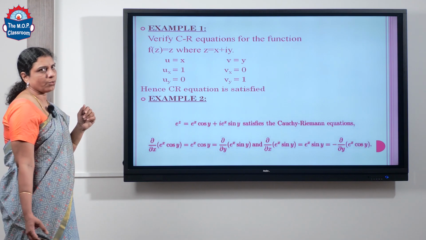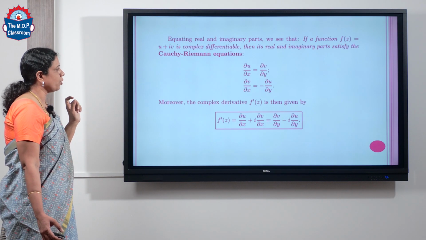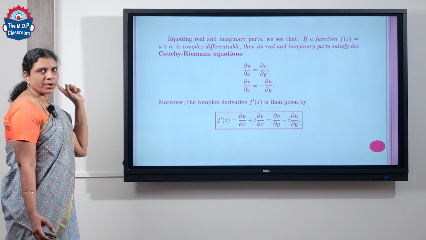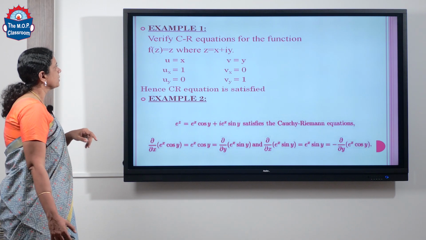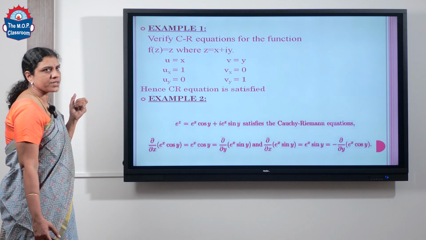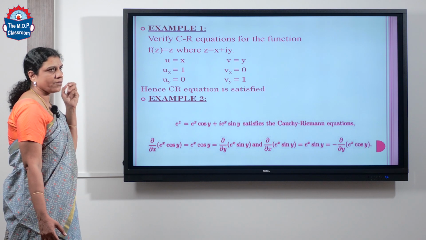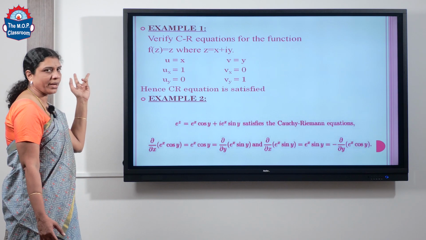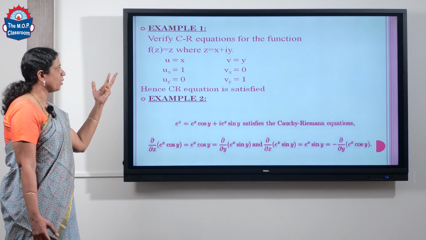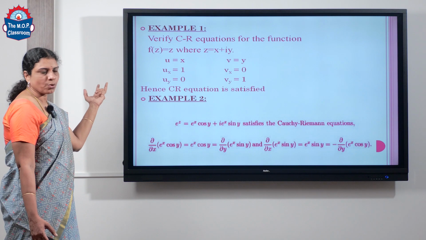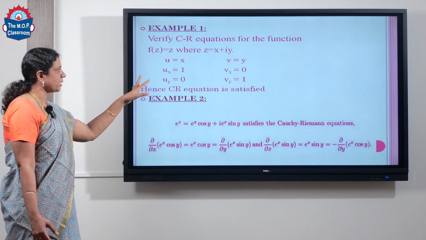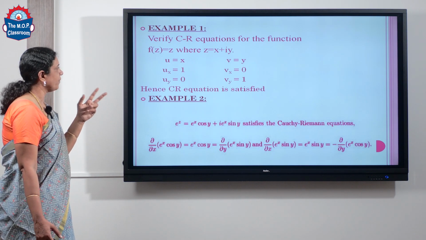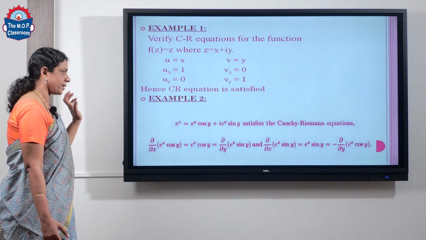Now we verify the CR equations. We need to verify u_x = v_y and u_y = −v_x. Our function is f(z) = z, so f(z) is denoted as u + iv, which is equal to x + iy. Equating real and imaginary parts, u = x, v = y. Differentiating with respect to x, u_x = 1. With respect to x, there are no x terms in v, so v_x is 0. Similarly u_y and v_y. So the CR equations are satisfied.